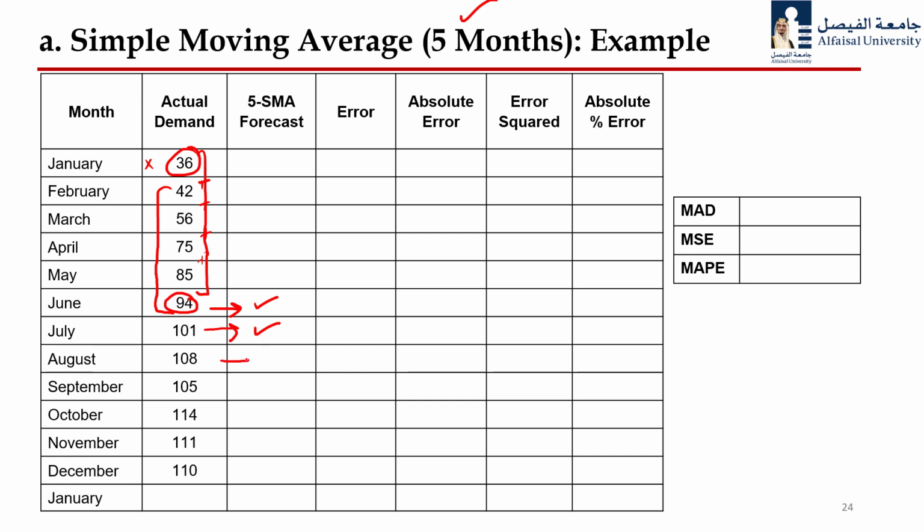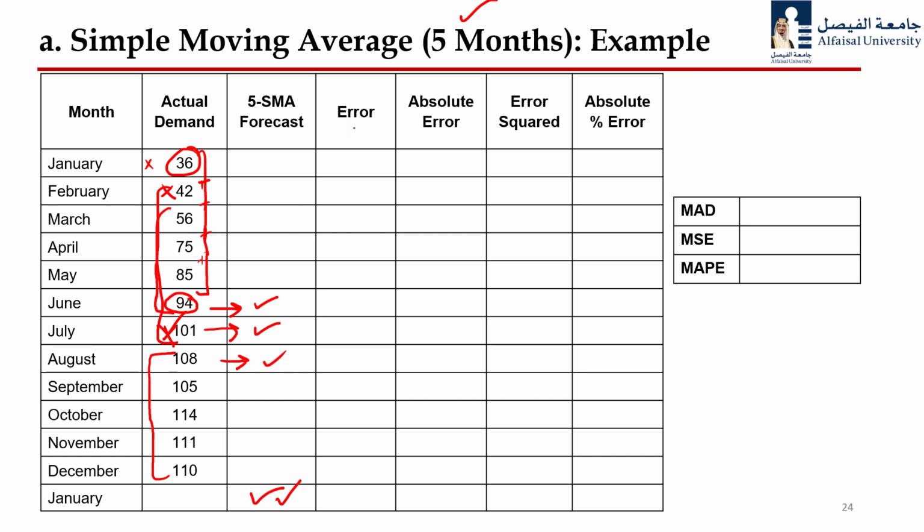So once again, for the month of August, this is going to be removing the 42 and adding this one. Then we are going to take the average of these values and we will get the forecasted value for the month of August. So now in order to find the forecast value for the month of January, this is going to be the average of these five values, which is 108 plus 1011 plus 114 plus 111 plus 110 divided by 5 would be the forecast value for January.